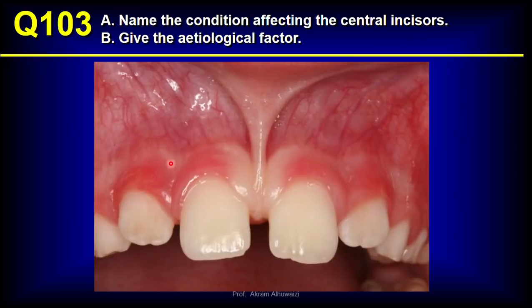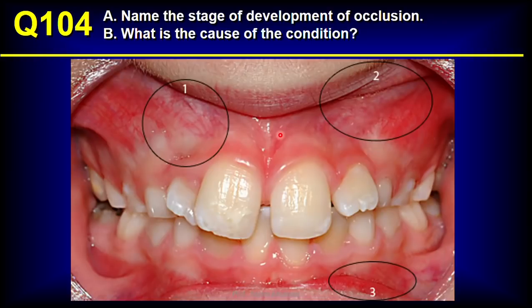Name the condition affecting the central incisors. It's a median diastema. And the etiological factor is a thick frenum. Name the stage of development of occlusion, and it's an ugly duckling stage, and the cause of the condition is the erupting canines pushing the roots of the incisors away.